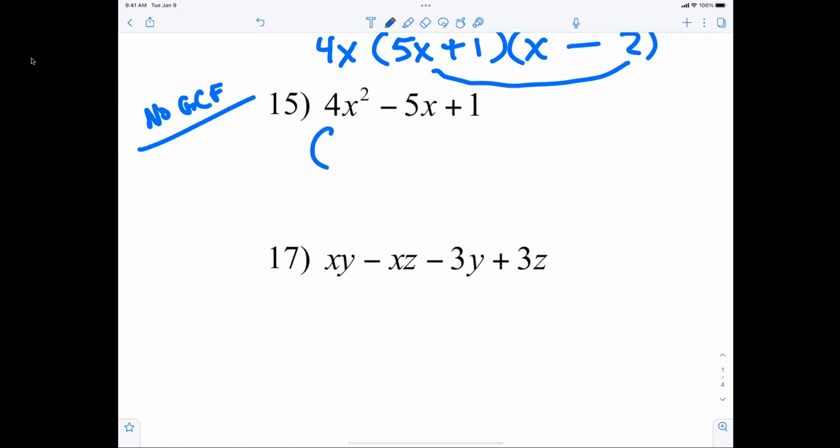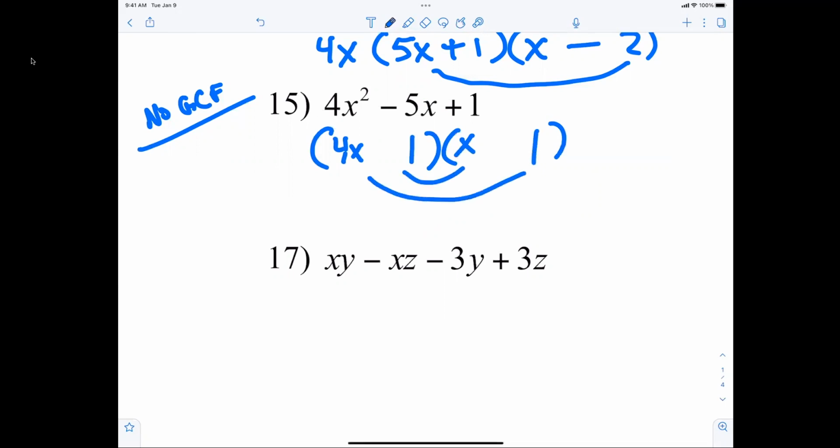All right. So now we just do 2 sets of parentheses. How do we want to break 4x squared down? Did we say 4x and x? Thank you for listening. And then the factors of 1. 1 and 1. Now we do our smiley face. 4 and 1 makes negative 5 if they're both negative.